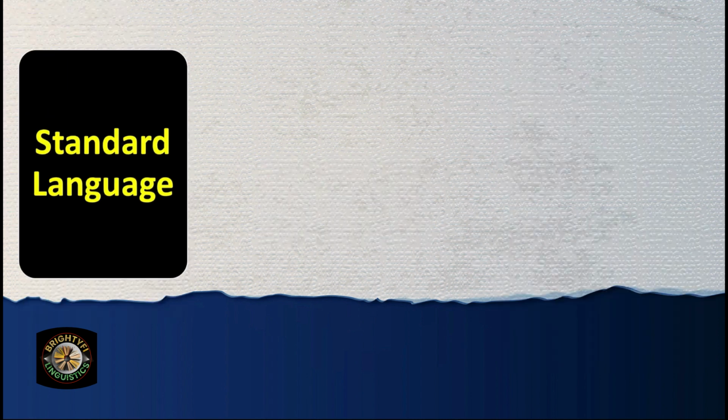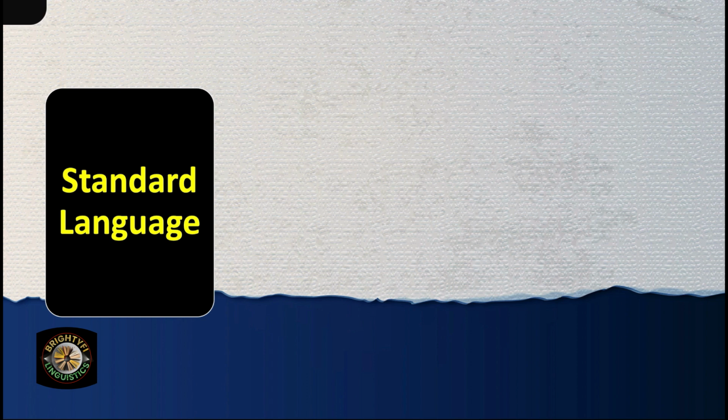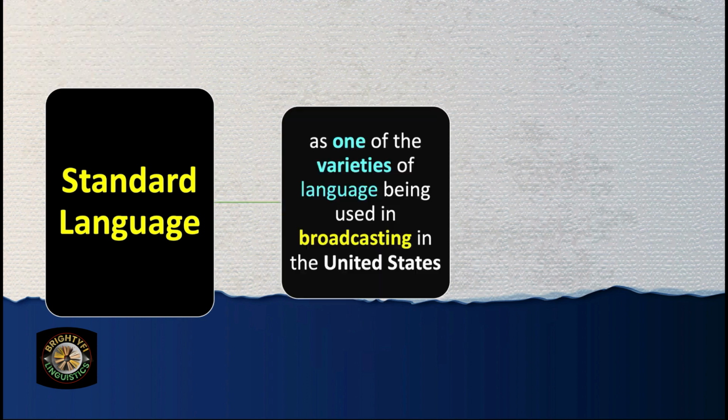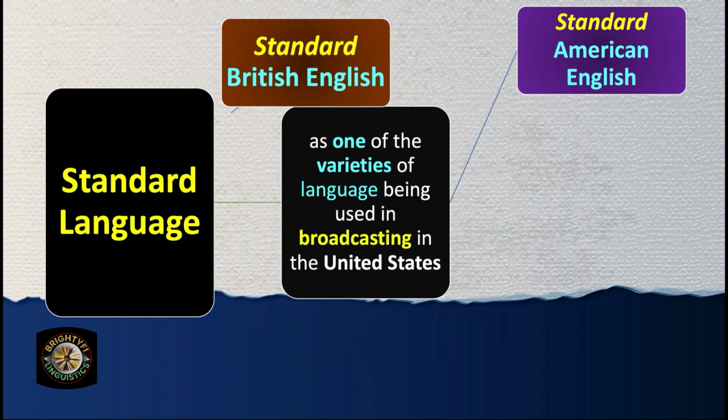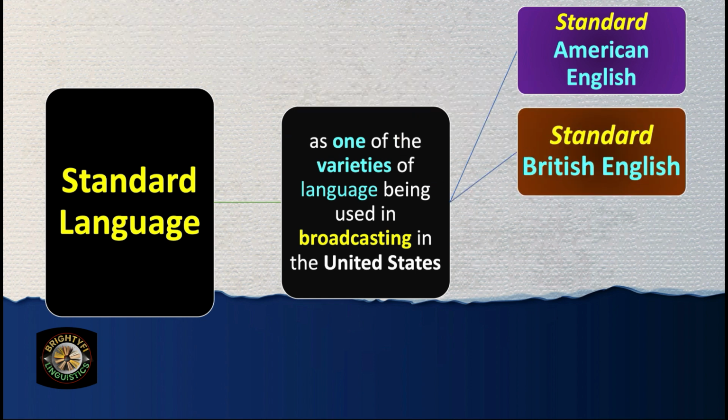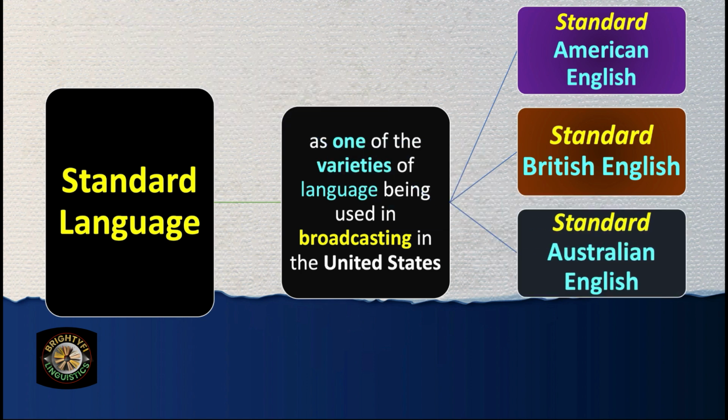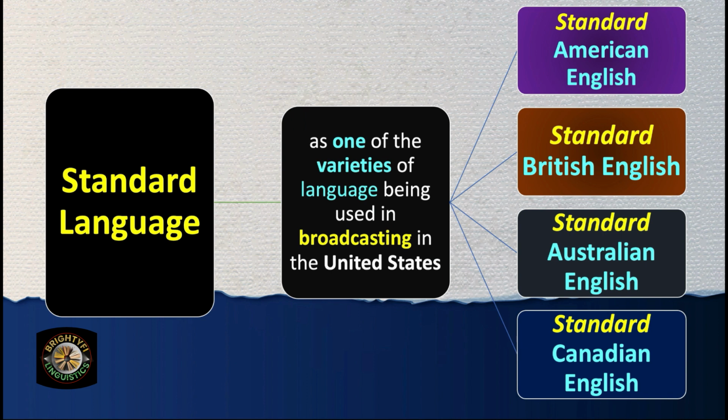We continue our discussion of a standard language. If we consider a standard language as one of the varieties of language being used in broadcasting in the United States, we can say standard American English. If standard English is used in Britain, we can say standard British English. If it is used in Australia, we can say standard Australian English. Likewise, if it is used in Canada, we can say standard Canadian English, and so on.